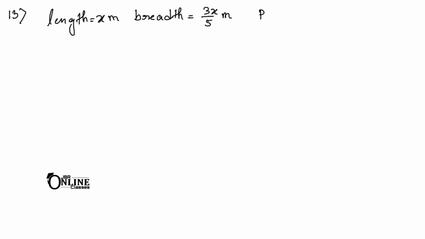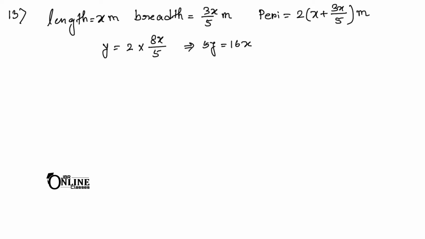Okay, so here the formula of perimeter equal to 2 into (length plus breadth), 2 into (x plus 3x by 5 meter). And as here 2 into (length plus breadth), that means 2 into (x plus 3x by 5), so that is y according to the problem, because here perimeter equal to y. So 2 into here (5x plus 3x), that means 8x, so 8x by 5. Okay, so from that you can write down 5y equal to 16x. Okay, 5y equal to 16x.